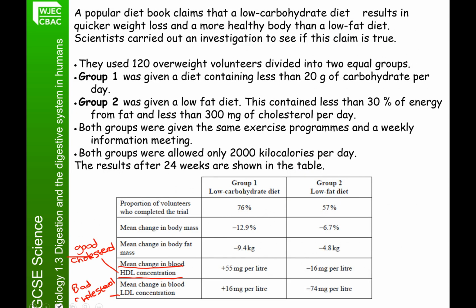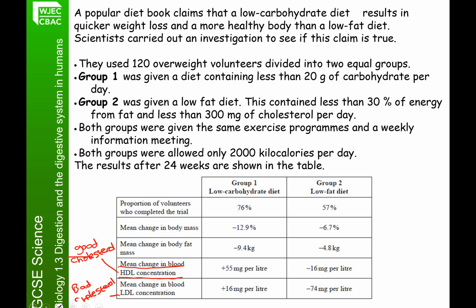Okay, if we go on to question 2, this is the one where you were asked to compare the claims of 2 different diets. So one group were given a low carbohydrate diet, one group were given a low fat diet. So we were trying to see whether the claims about the low carbohydrate diet were correct. Does it give quicker weight loss and a more healthy body than the low fat diet? So they've used 120 volunteers in 2 equal groups. One group was given a low carb diet, one group was given a low fat and cholesterol diet.